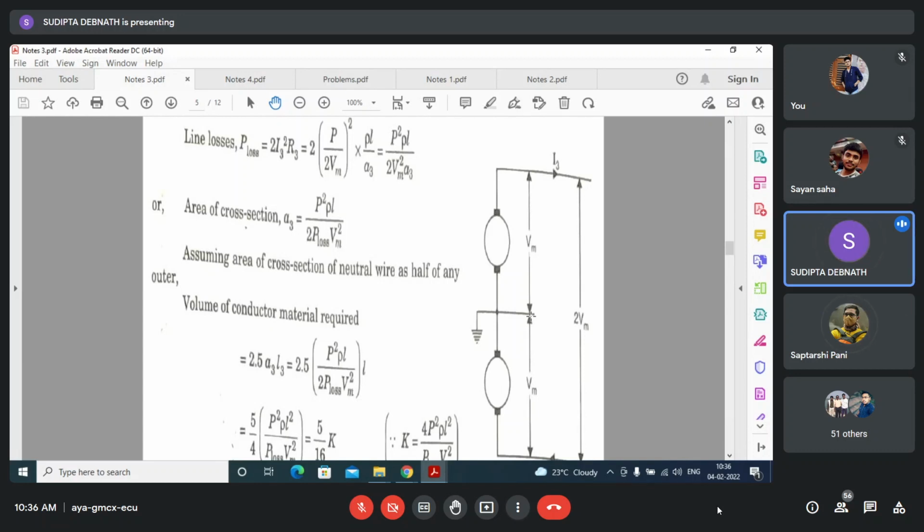Now, I have told that in practice, it is not like that. The system is not always under balanced condition. Some unbalancing is there, but it is very small.